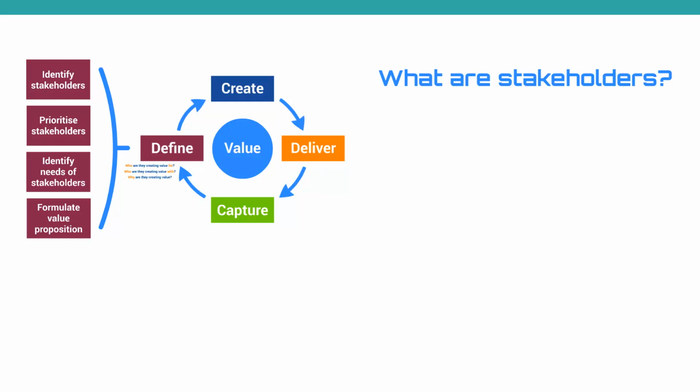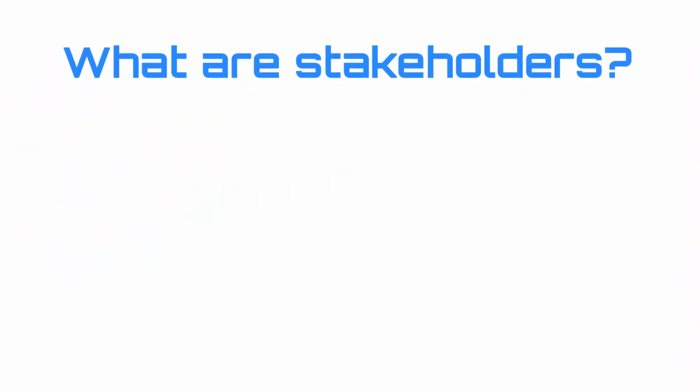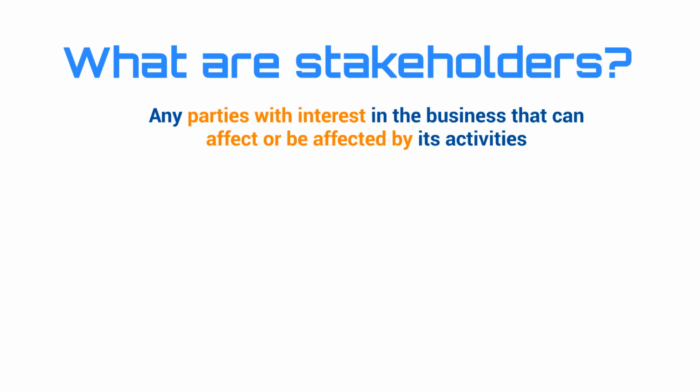Well, stakeholders are any parties that have some kind of interest in the business and can either affect the business or be affected by the activities that the business undertakes. So, for example, let's think of a publicly funded school. Who would the stakeholders be at the school?